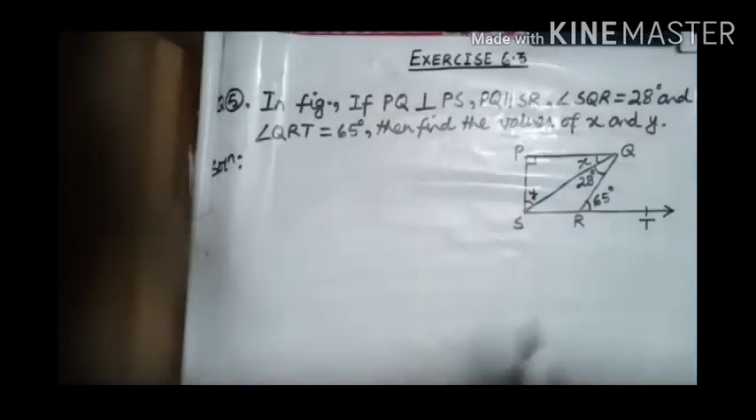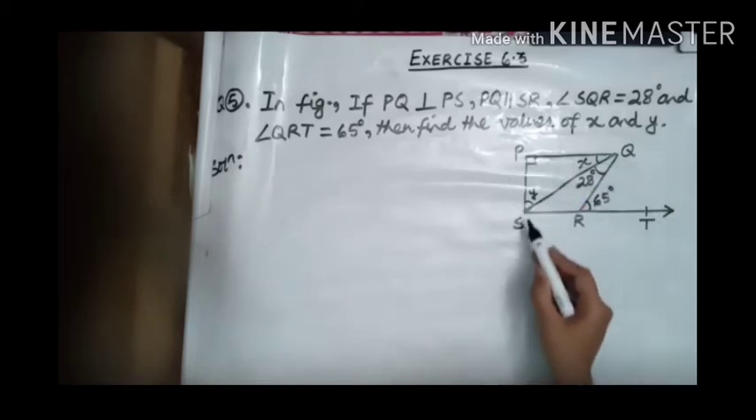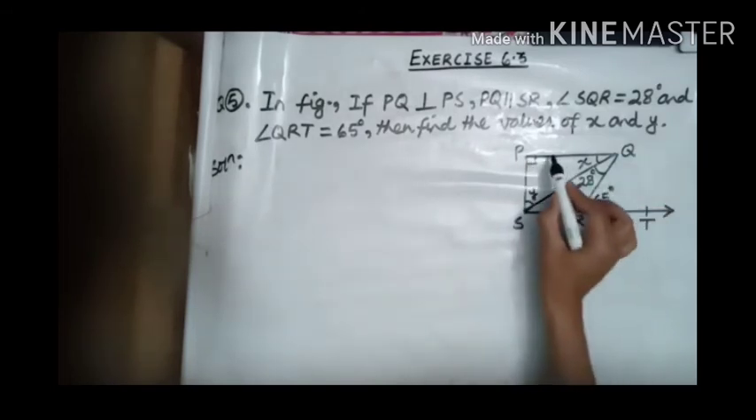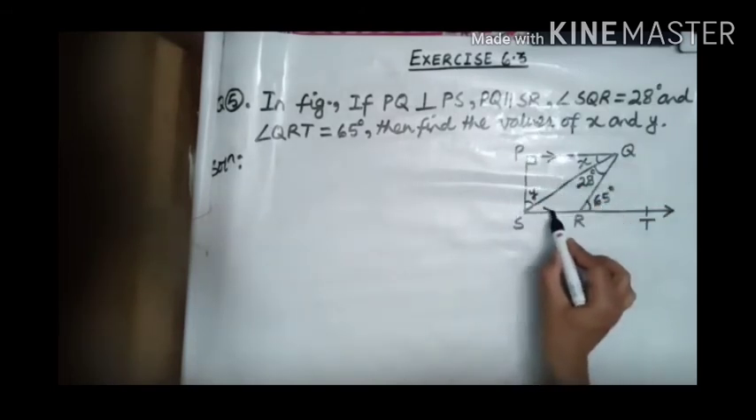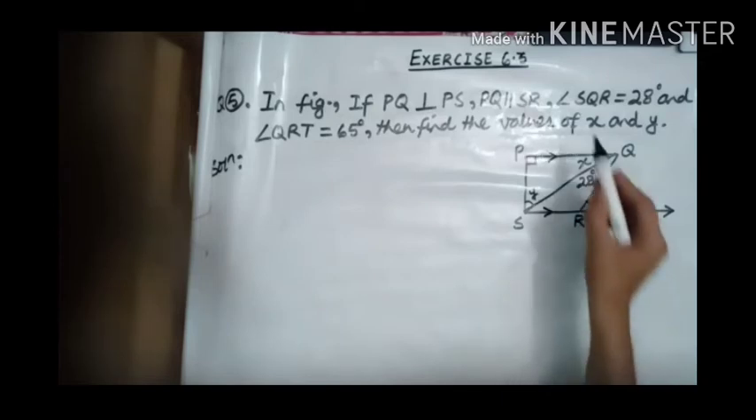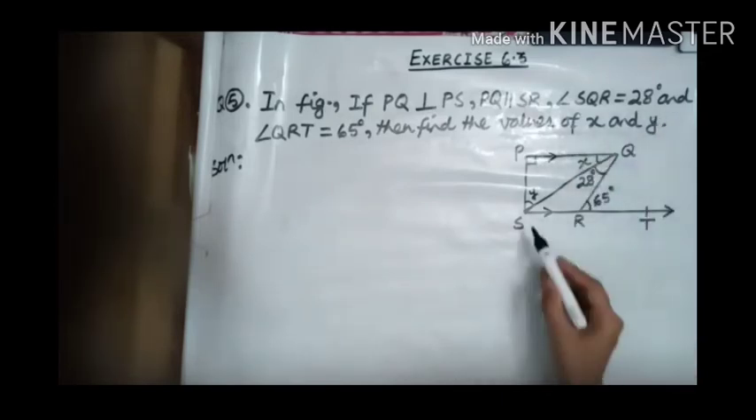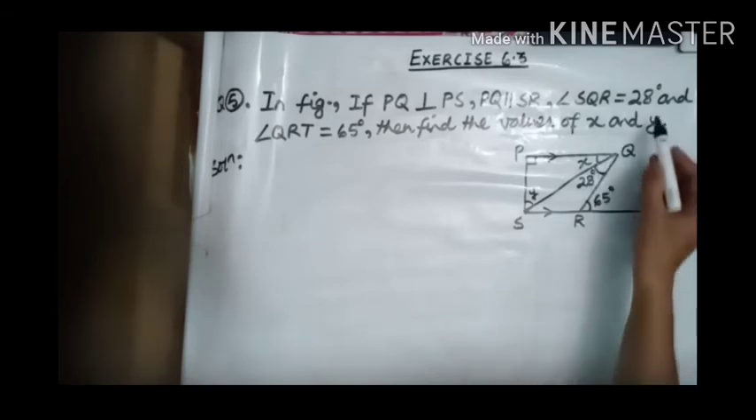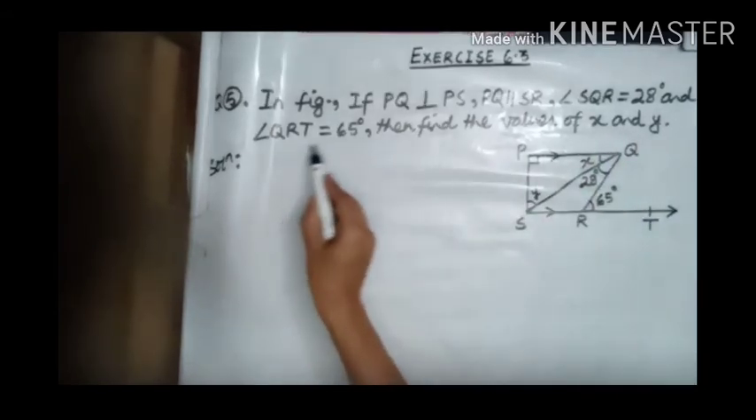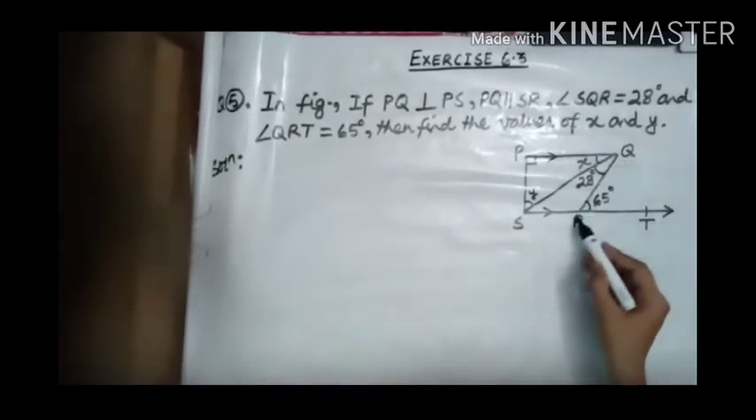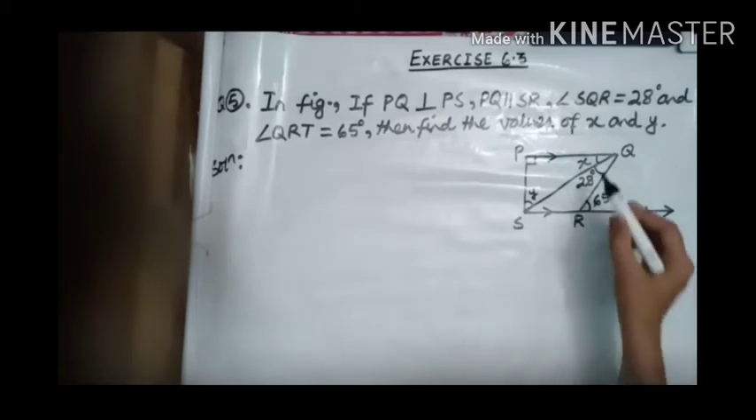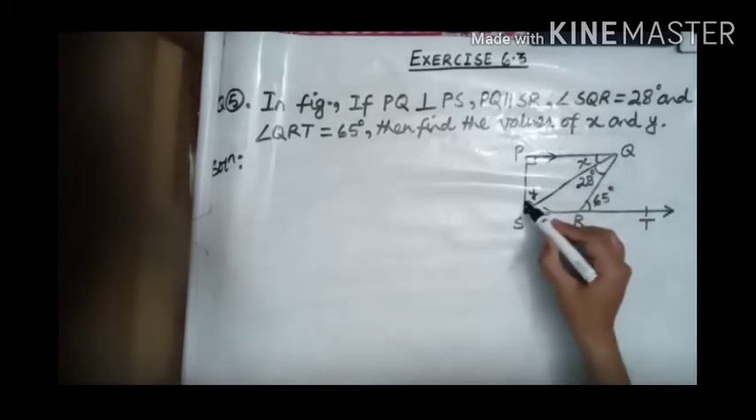In question number 5, we are given a figure in which PQ is perpendicular to PS and PQ is parallel to SR, and value of angle SQR is 28. This SQR we are given 28 degree, and that of angle QRT is 65 degree. So this QRT is 65 degree. For such a case, we have to find the values of X and Y.